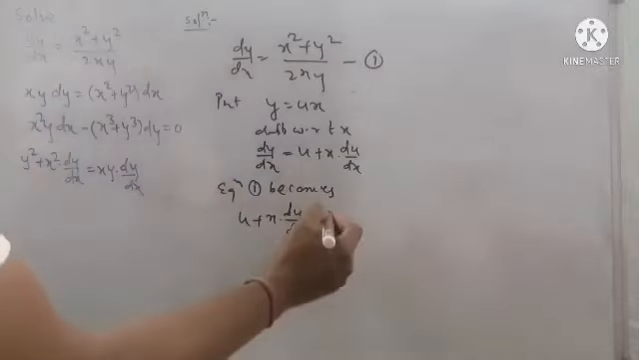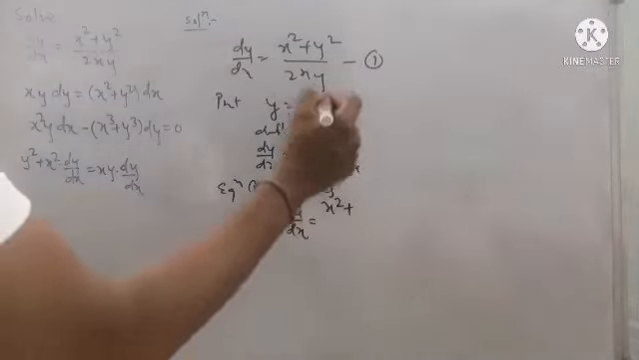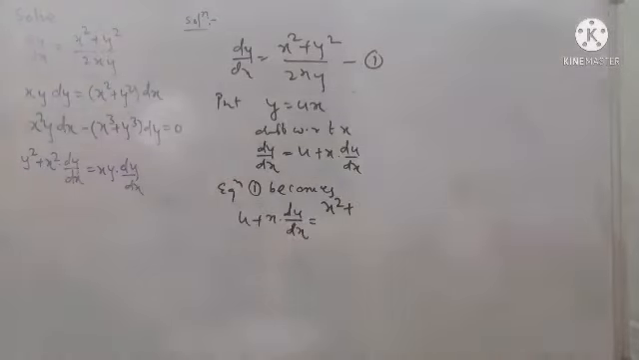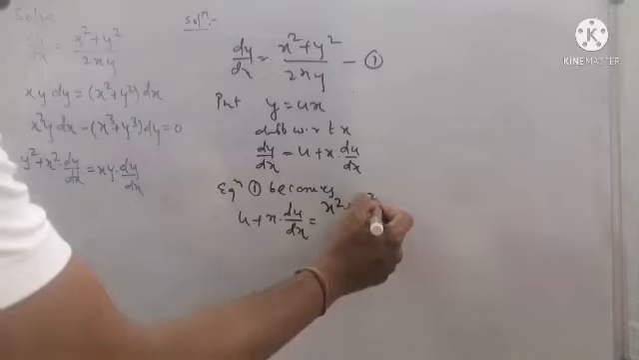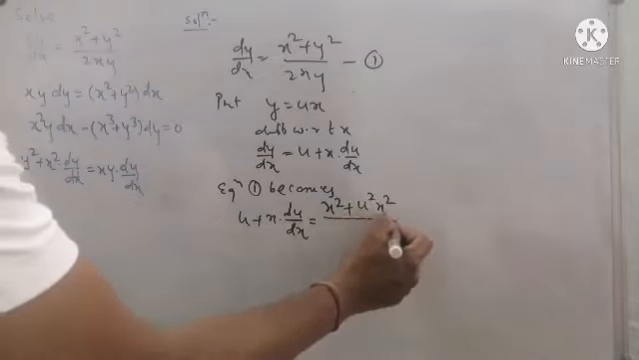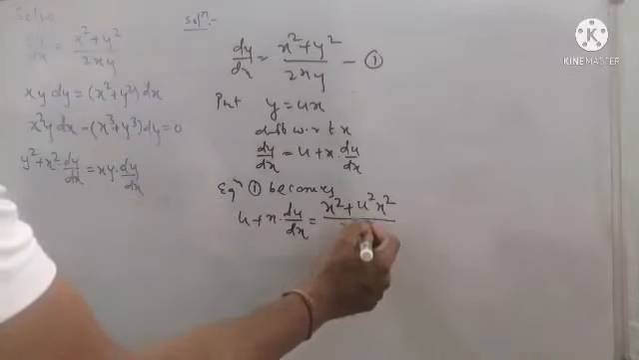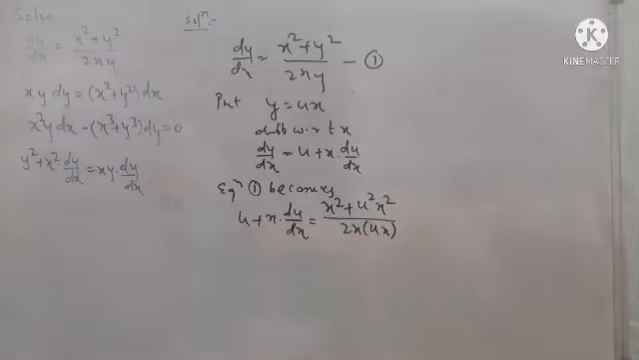Now in the numerator, the first term is x square as it is, plus y square. As y is equal to ux, y square is equal to u square x square, so we put u square into x square. In the denominator, 2x as it is, and y as we put into bracket ux.